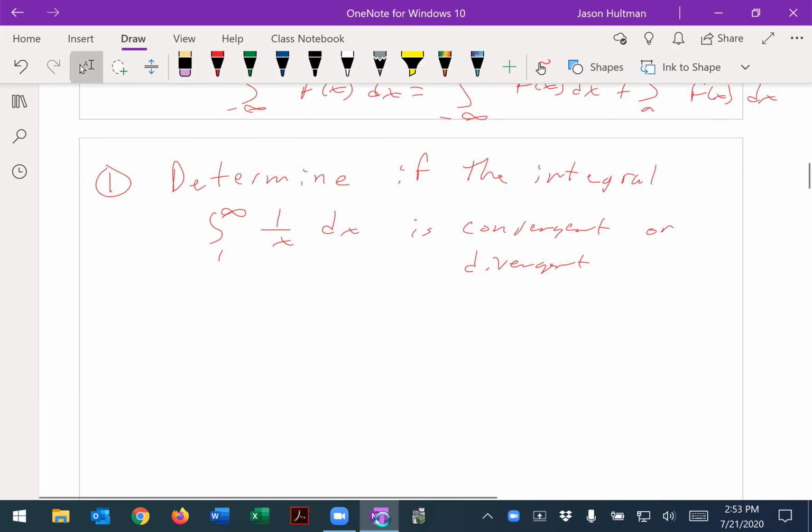So 1 over x, and we have a special name for this too, which we'll talk about later when we talk about series. This is called the harmonic series. And we're going to find something about the harmonic series right now. Does this converge? Does this diverge?